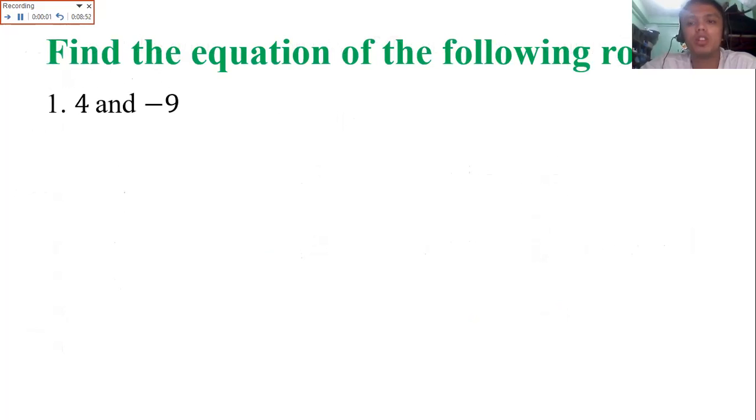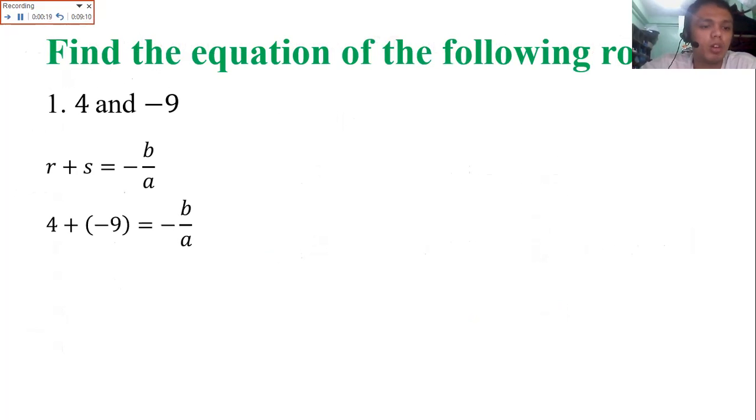Exercise. Now, find the equation of the roots 4 and negative 9. So, paano natin hanapin yung quadratic equation? Gagamitin ko dito yung sum and product of the roots. So, r plus s equal to negative b over a. You have 4 plus negative 9. That is negative 5. Then multiply both sides by negative 1. Then your 5 here is positive equal to b over a. Positive na sila kasi na-multiply tayo ng negative on both sides.